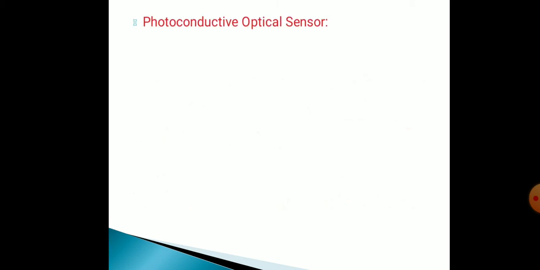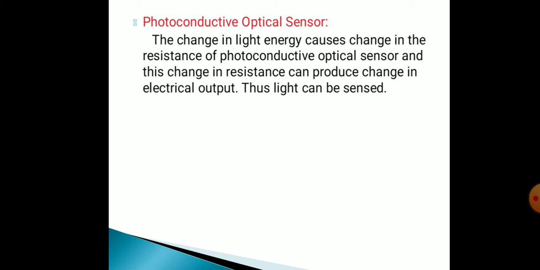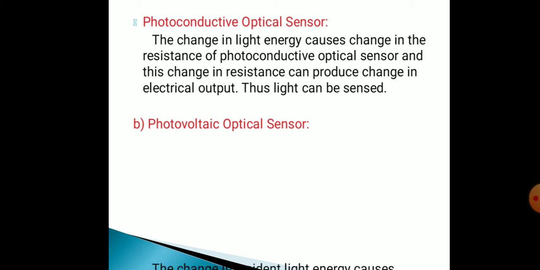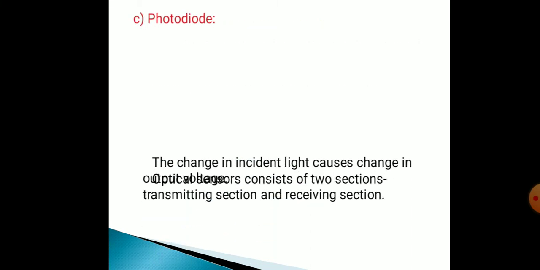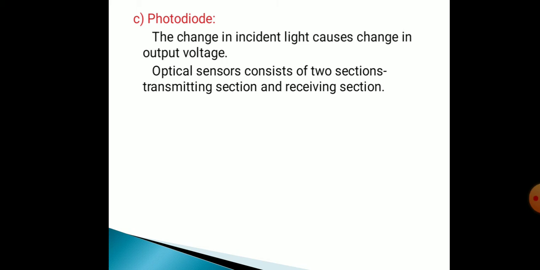First, photoconductive optical sensor. The change in light energy causes a change in the resistance of the photoconductive optical sensor, and this change in resistance can produce a change in electrical output. Thus, light can be sensed. Next is the photovoltaic optical sensor. The change in incident light energy causes a change in its output voltage. The third one is photodiode. The change in incident light causes a change in output voltage.